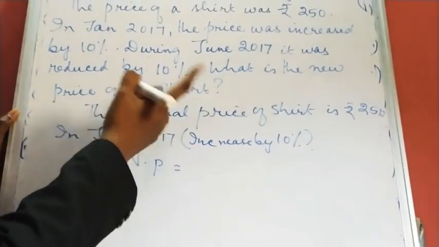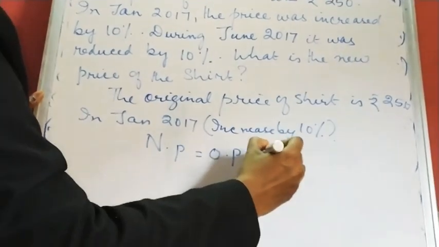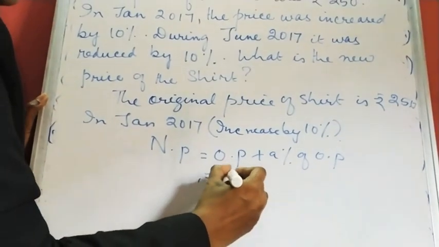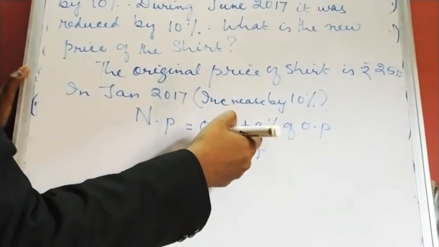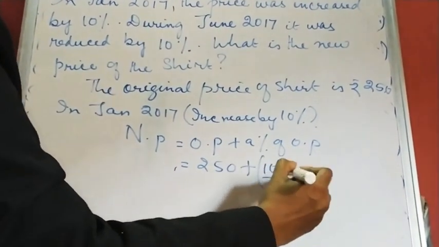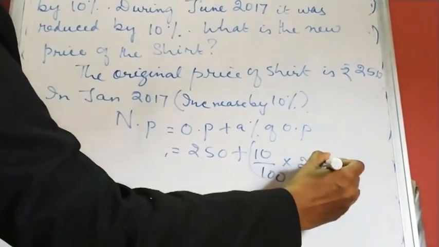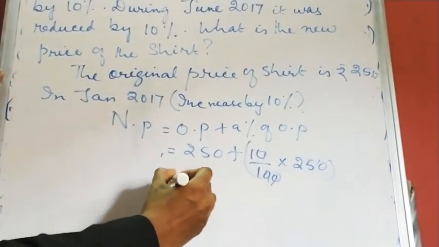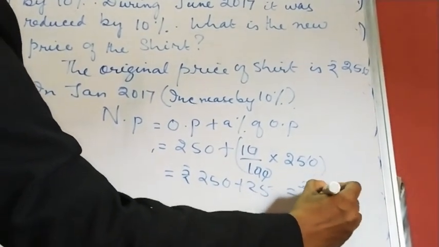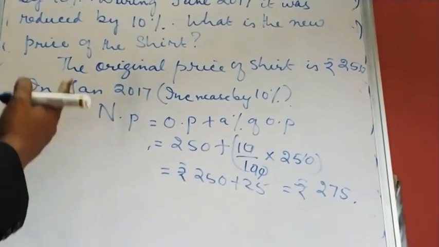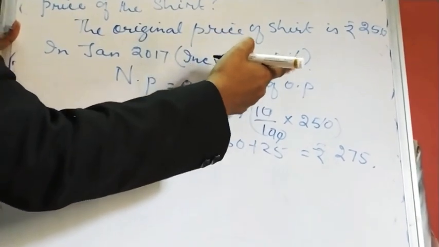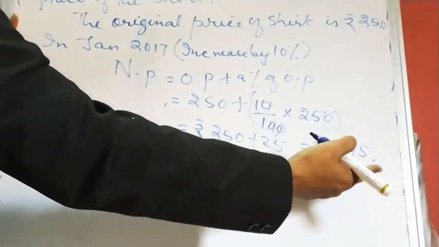New price would be, as we had followed, original price plus a% of original price. So here what is my original price? 250 plus a% is how much? a% is 10%. So here we are writing 10% of how much? Of my original price, that is 250. Now when we do the cancelling, we get rupees 250 plus 25, which gives me rupees 275. So the new price in January 2017, when it is increased by 10%, comes to rupees 275.